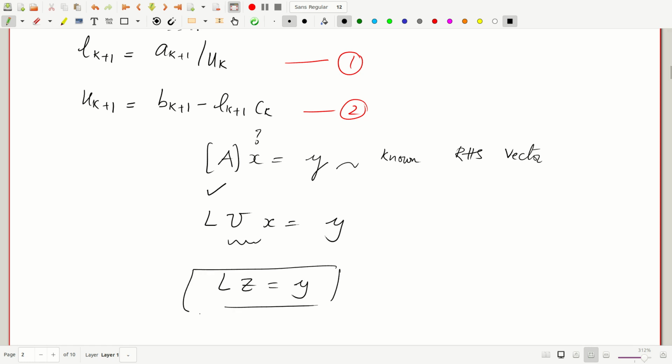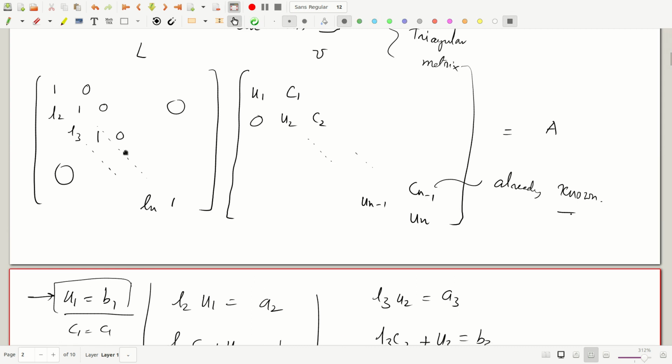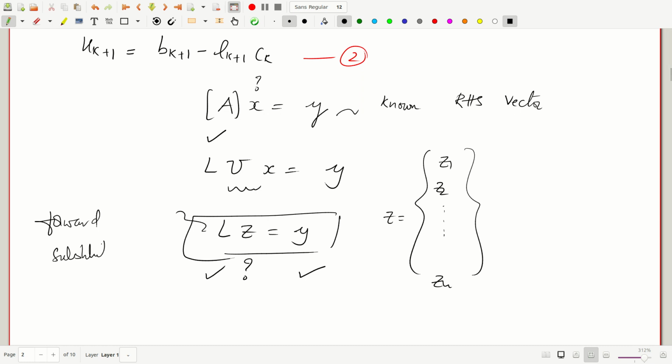On this, all the elements of L are known, Z is an unknown, and Y is known completely. So use the matrix L, and with this you can do a forward substitution. That means write forward substitution and calculate the left hand side vector Z1, Z2, all the way to Zn. That's your vector Z. Okay, so using forward substitution you can calculate the vector Z.